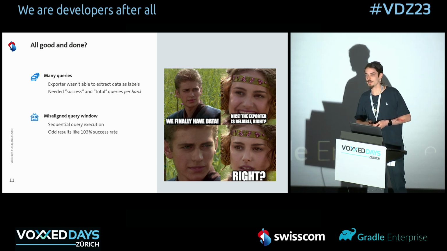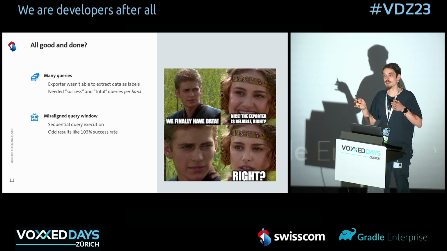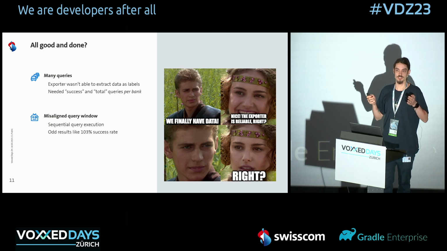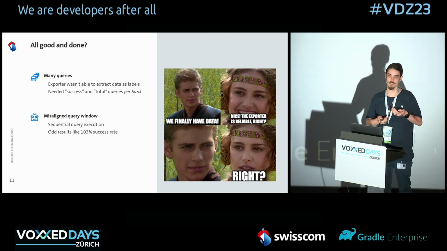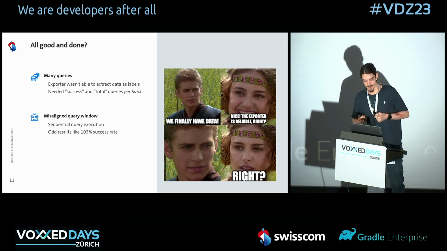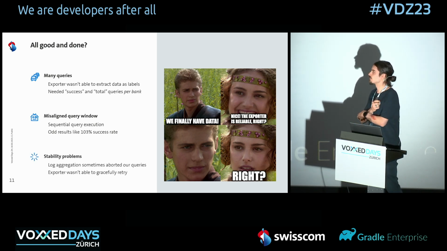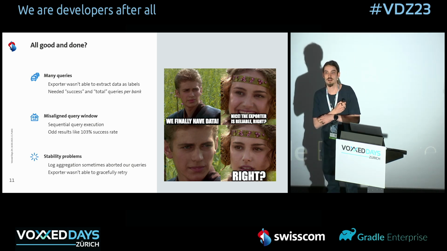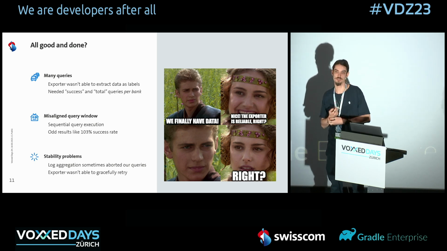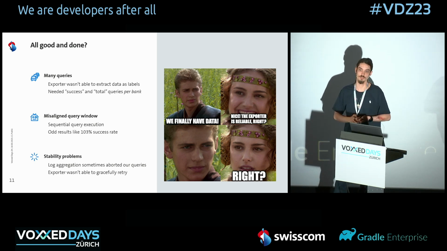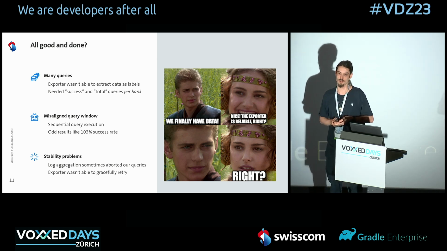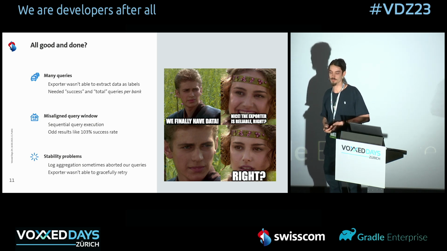Also, our queries at some point were misaligned because we used sliding windows. And so we would end up with some funny stuff like more than 100% success rate, which doesn't look very professional as a statistic. And last but not least, we also had some stability problems, meaning our exporter would crash if the log aggregation solution would close the connection for whatever reason. And so we ended up losing data over a period of time. That was also not ideal.